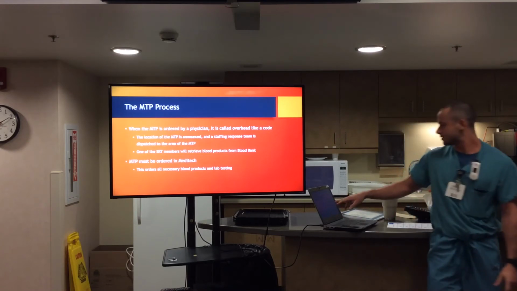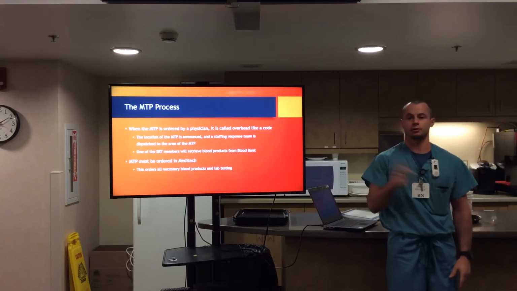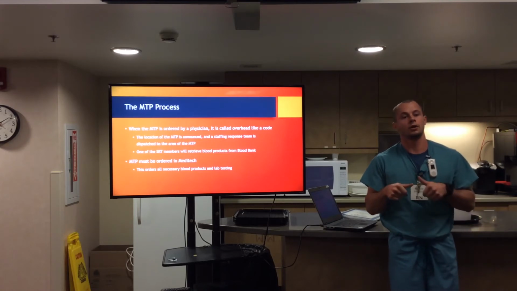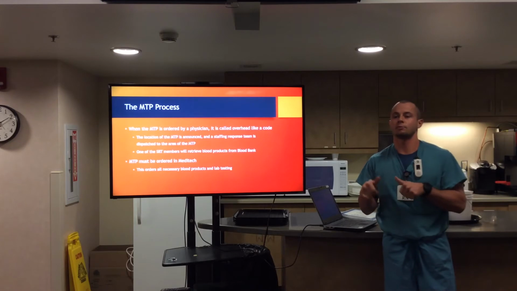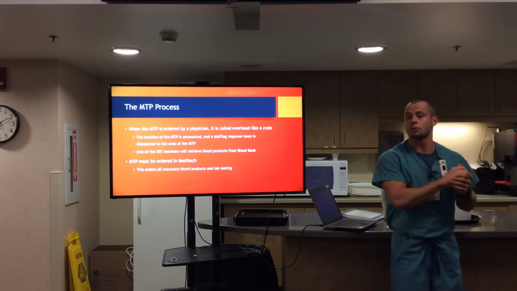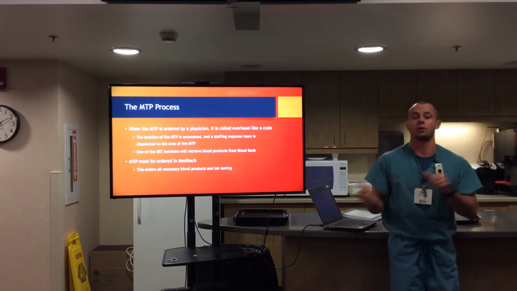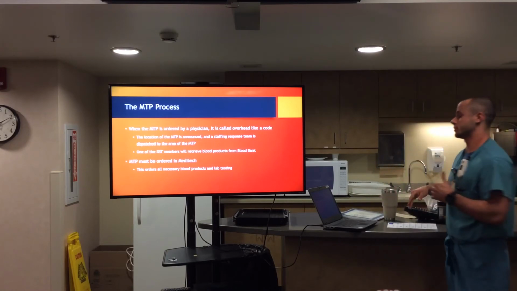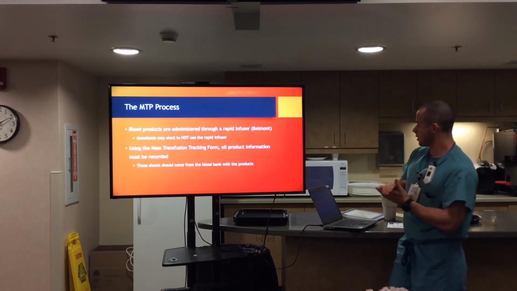One of the staffing response team members is going to be dispatched to the blood bank so that they can retrieve those products for you. So when we call an MTP here, we should not be the ones sending someone to go get those. One of those staffing response team members should be going to get those blood products for us, so we don't have to send one of our staff members.